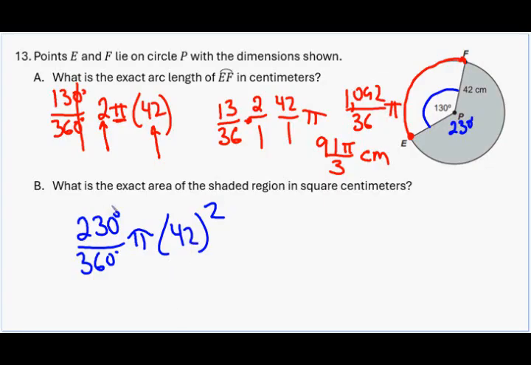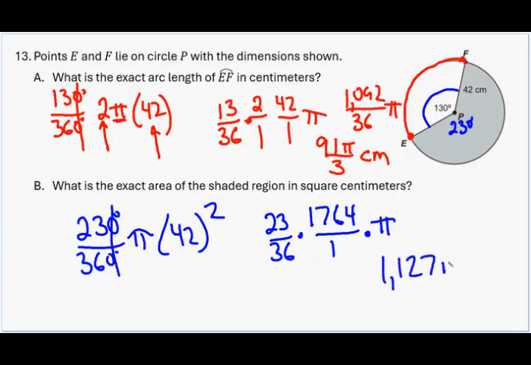So the 230 over 360, we can drop the zeros. So that's 23 over 36 times 42 squared, which is 1764, times pi. So if we multiply our numerators together and divide by 36, it should come out to be a nice 1,127 pi. Our units here, area, would be centimeters squared. Okay, 13, done.